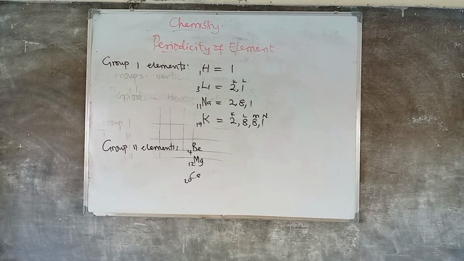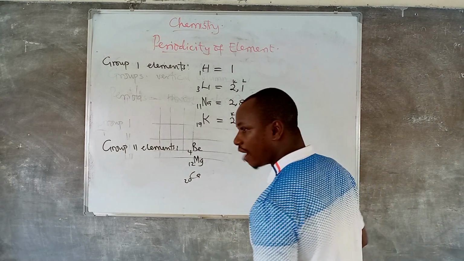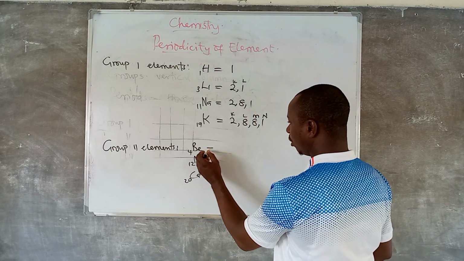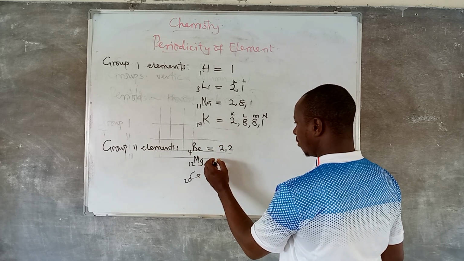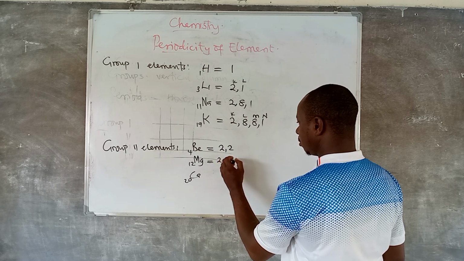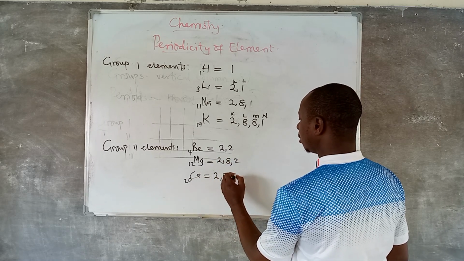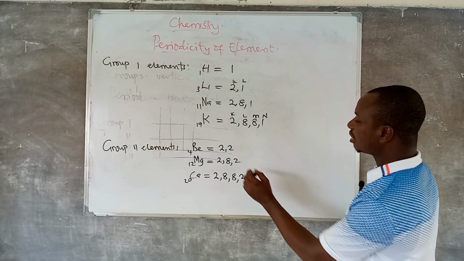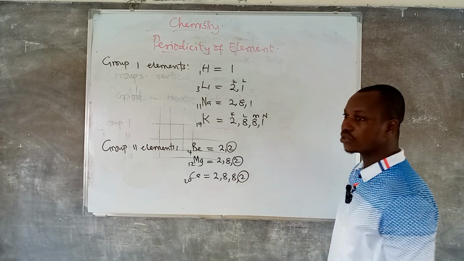On the board are examples of group 2 elements. That is beryllium, magnesium, and calcium. Let us see whether they will have two electrons each on the outermost shell. Beryllium is 4: 2, 2. Magnesium is 12: 2, 8, 2. Calcium is 20: 2, 8, 8, and 2. If you watch, their last shell all have two electrons each.